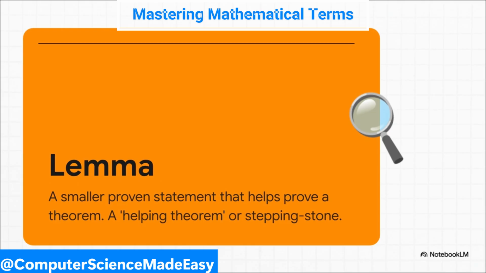Now, sometimes proving a huge theorem is a really big job. It's too big to do in one giant leap. And that's where a handy little tool called a lemma comes in. I like to think of a lemma as a mini theorem or a helping theorem. It's a smaller result that you prove along the way. It's like putting up some scaffolding before you try to build the top floor. It just makes the main job so much easier.